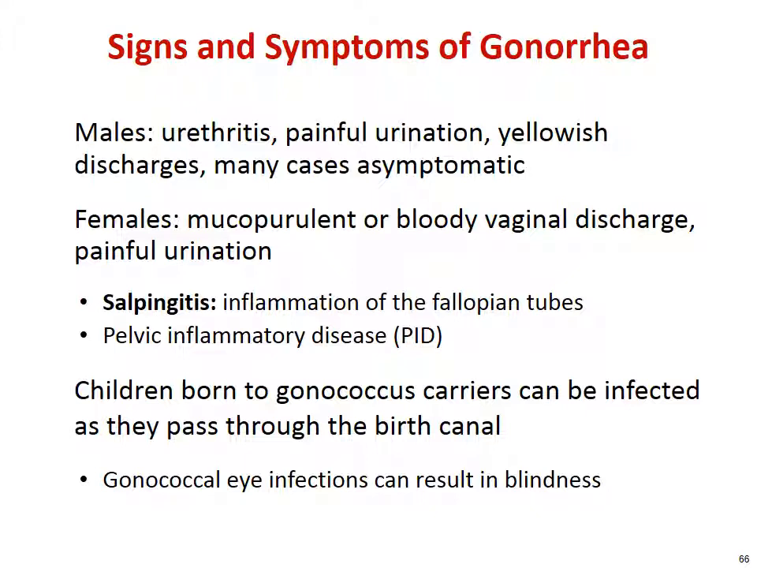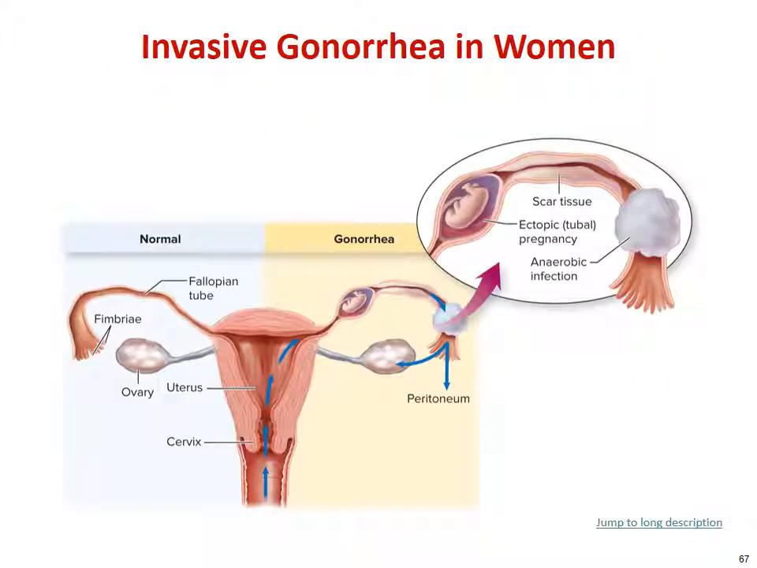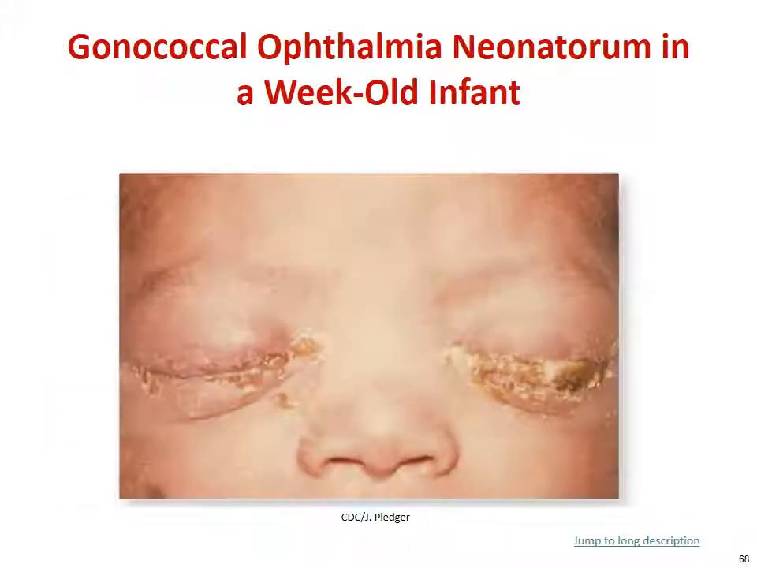I do want to point out that there is some risk to children being born to a mother that is actively carrying gonorrhea because it can cause an eye infection that can lead to blindness. So here's that idea about the inflammation that can result in failure to reproduce effectively. So you can see here, again, we have the tubal pregnancy as one of the options here. But like I said before, the infertility is a real concern. Here's that illustration of the eye infection caused by gonorrhea.